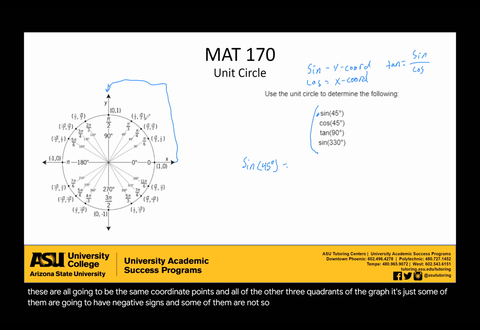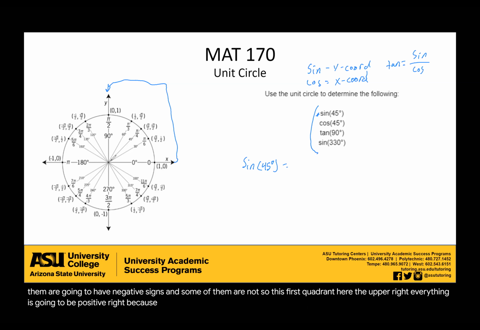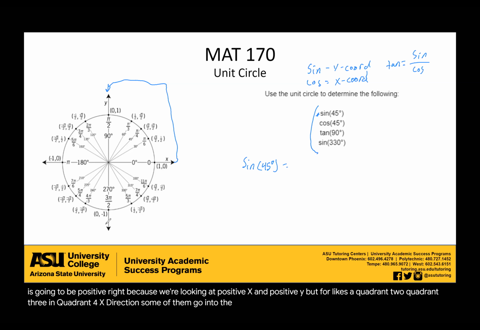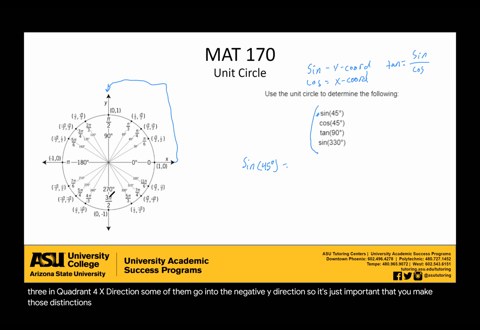This first quadrant, the upper right, everything's going to be positive, because we're looking at positive x and positive y. But for quadrant 2, quadrant 3, and quadrant 4, some of them go into the negative x direction, some of them go into the negative y direction. So it's important that you make those distinctions. But all the coordinate points are going to be the same. It's just going to have potentially different signs.